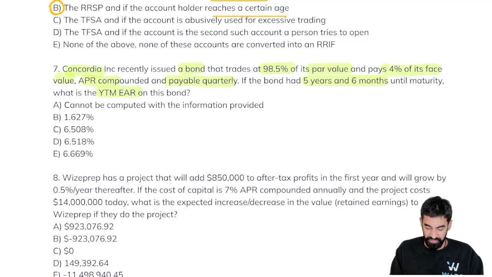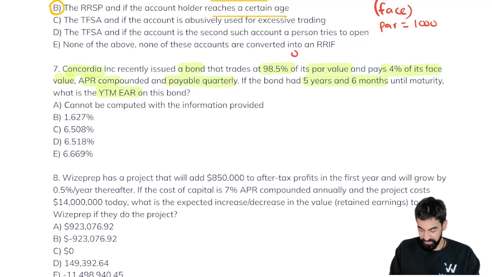First, let's start with the 98.5%. What is 98.5% of its par value? Well, if they don't tell you, you can assume the par value is $1,000. That means that's the face value. It's not always 1,000, but if they don't tell you, that's the rule of thumb. So what is 98.5% of that? You would do 0.985 times 1,000 times its face value, so that would be $985. That is your present value. You're going to put in your financial calculator, negative 985.